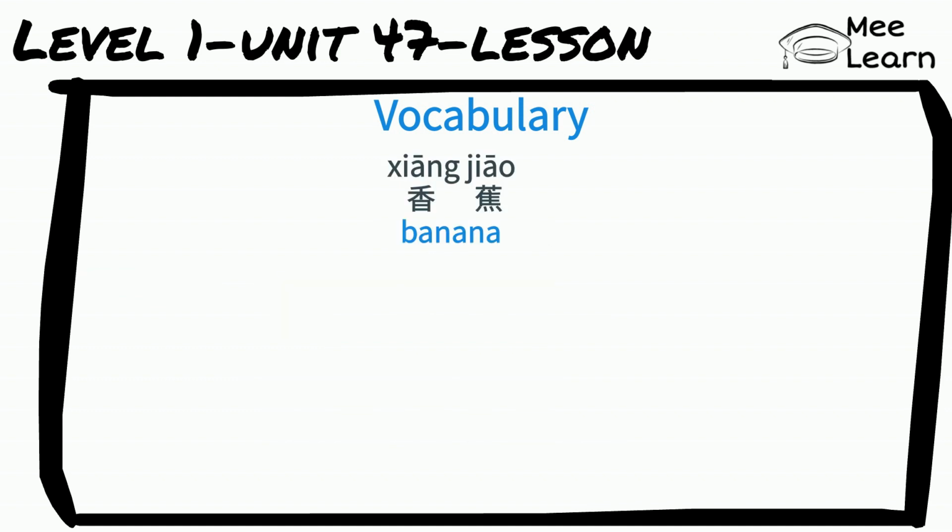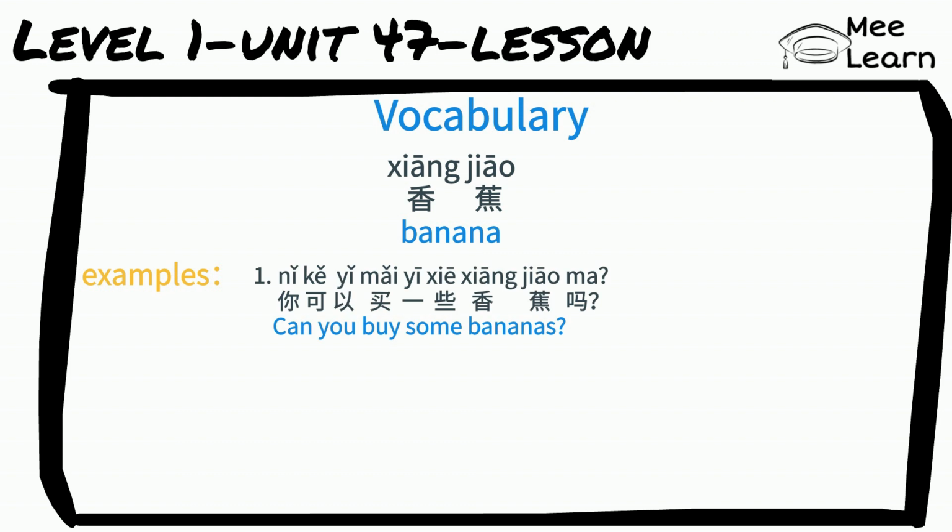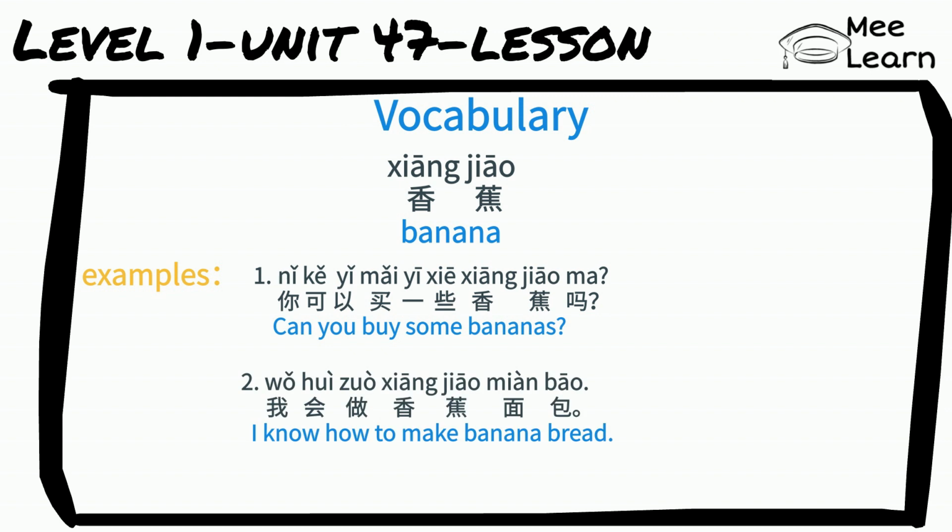香蕉 banana. For example, 你可以买一些香蕉吗 Can you buy some bananas? 我会做香蕉面包 I know how to make banana bread.